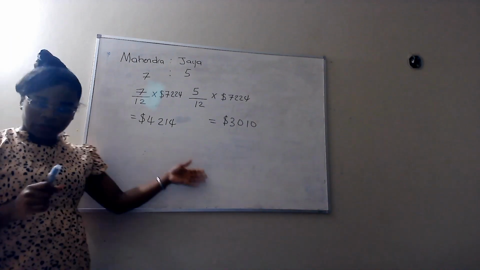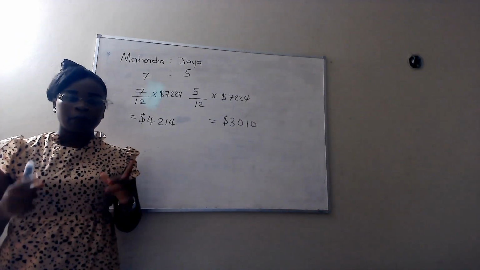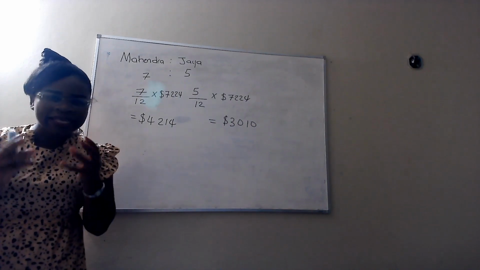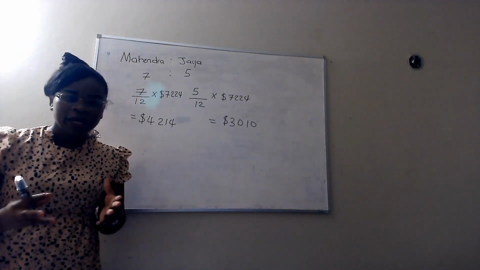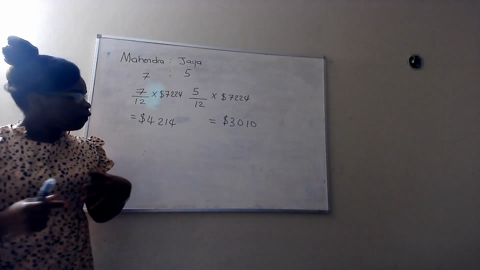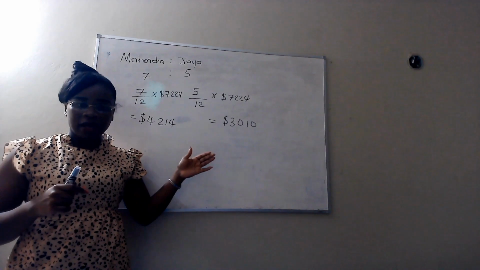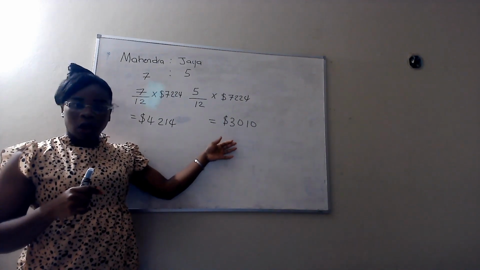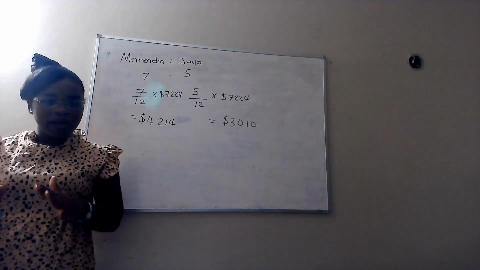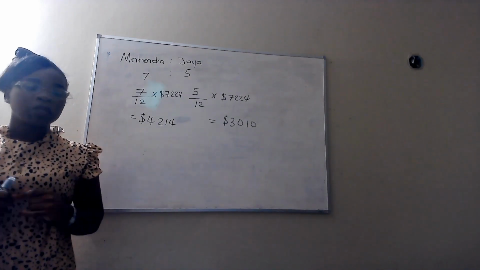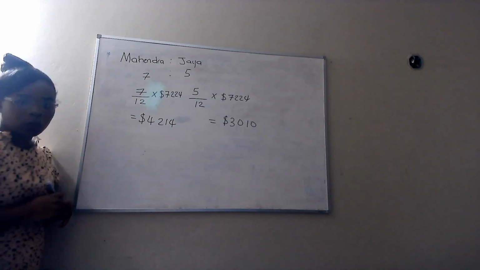And we knew this. We knew that it would end up something like this. We knew that Mahendra would have gotten more. But how much exactly? How much more did he get? For us to tell how much more money Mahendra got over Jaya, we need to subtract how much Jaya got from how much Mahendra got. So let's go ahead and find out.